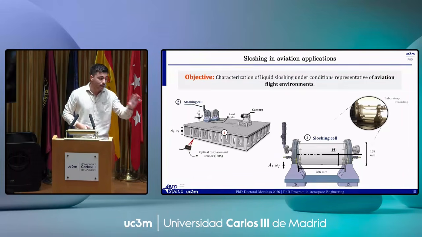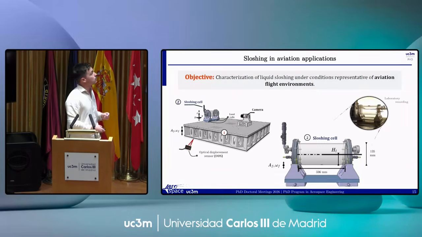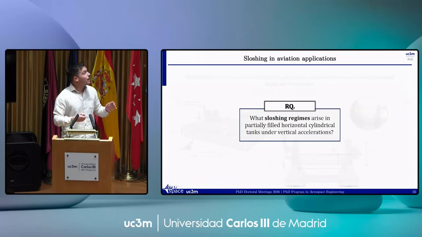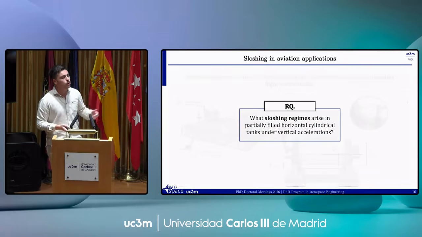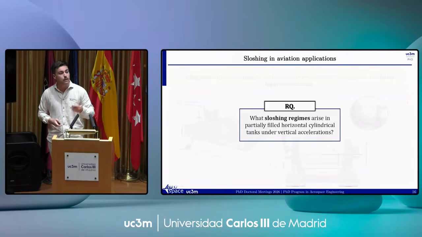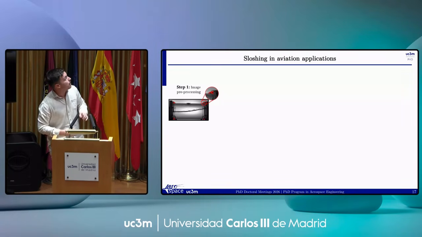So what we did, we grabbed this small-scale tank that you see here, we strapped it to our Shakespeare sloshing table, and we sloshed it. We sloshed it quite a lot. Our research question was: which sort of sloshing regimes arise in this geometry under vertical accelerations? To do this, we developed an image-based pipeline.